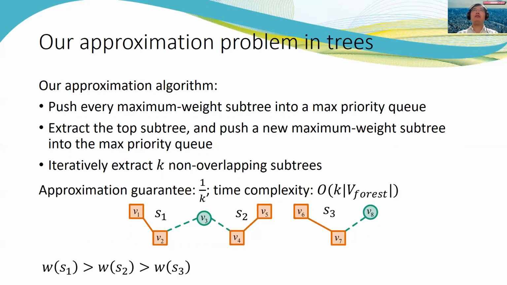The solutions of our algorithm are always better than or equal to the solutions of the pruning method of the state-of-the-art algorithm. The approximation guarantee of our algorithm for solving the price collecting standard forest problem in trays is 1 by k. The time complexity is big O kV forest, where V forest is the total number of vertices in an input set of non-overlapping trays.